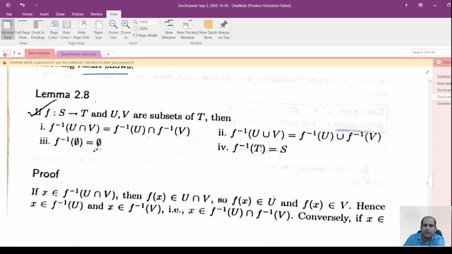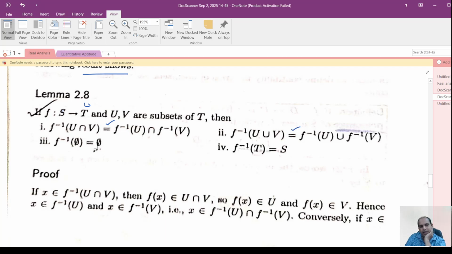For example, if F is a mapping from S to T and U, V are subsets of T, then the set-theoretic inverse of U intersection V is equal to F inverse of U intersection F inverse of V. In the set-theoretic inverse, we will get the equality sign directly, whereas in the case of the direct image, that is the range set, we may have a containment relation. So, similarly, the set-theoretic inverse when operating on a union will again give an equality sign.